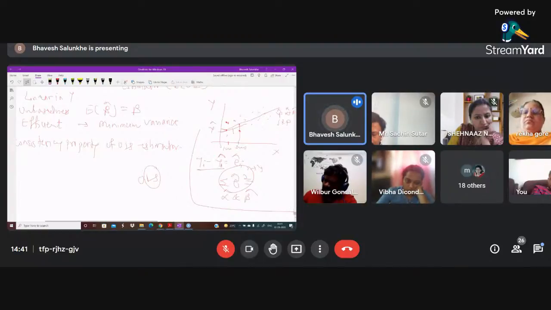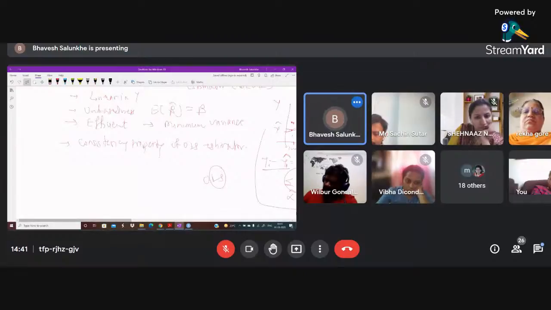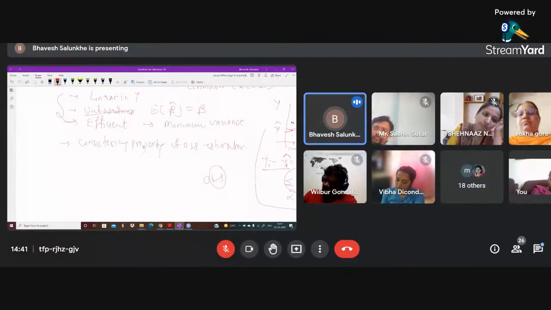Now, we are saying that if the assumptions are satisfied, the OLS estimator is unbiased, it is efficient, and it is linear in Y. These three important properties are satisfied. Now, what do you mean by unbiasedness of beta hat? This is one sample we have picked up, and we have estimated beta hat. I can go to some different areas.